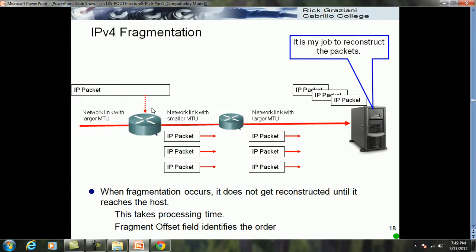So it's an interpretation. There is router-based fragmentation. Yes, if the packet was larger over here, but this outgoing link is smaller, so it will fragment it and send it over to this device. But this device is not going to reconstruct the packets. The end device will reconstruct it. Okay. So the fragment offset field identifies the order. Remember, that was there in IPv4.